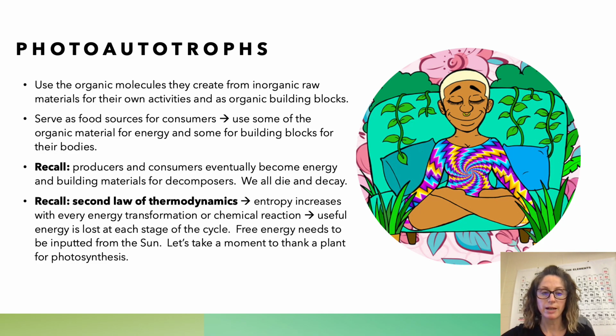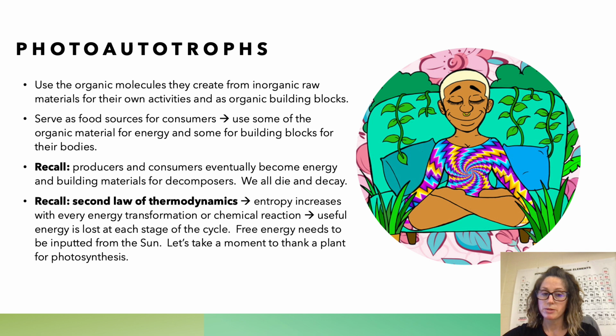So let's look at some background information and a reminder of some terms that will be helpful. Photoautotrophs use the organic molecules that they create, so glucose, from inorganic raw materials like carbon dioxide, for their own activities and as organic building blocks. And we're going to look at what more is produced other than just glucose. They serve as food sources for consumers like ourselves. They use some of the organic material for energy and for building blocks for their own bodies.